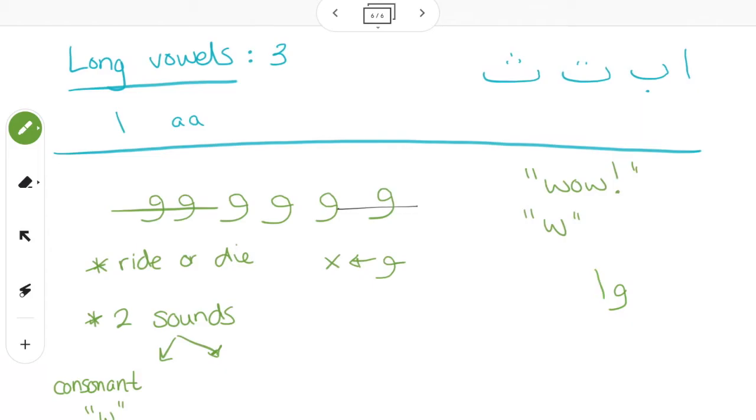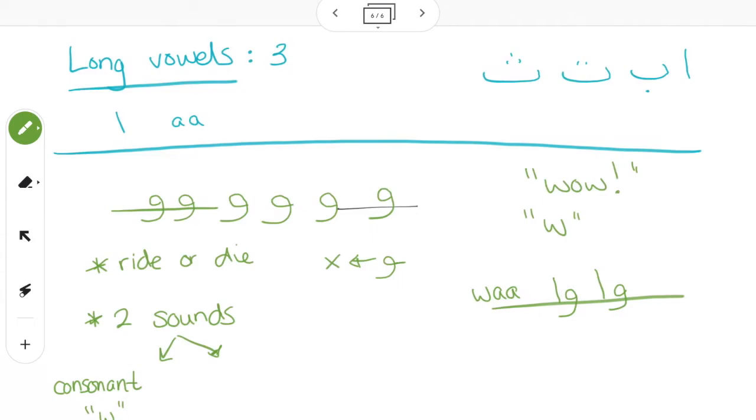Okay. So if I had a wow followed by an alif. So if this is my line, remember the wow here doesn't connect to the next letter. So we just write alif close to it. How would I pronounce that? I'd have the W sound. And then the alif is the long vowel here. Wa. Wa. That would be the sound.